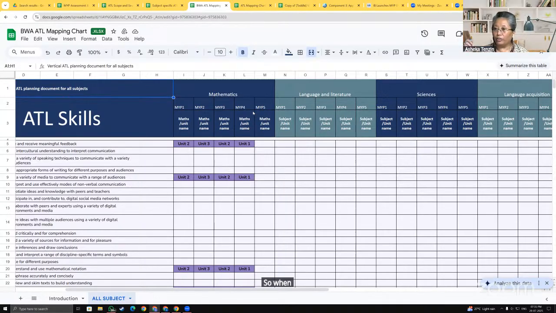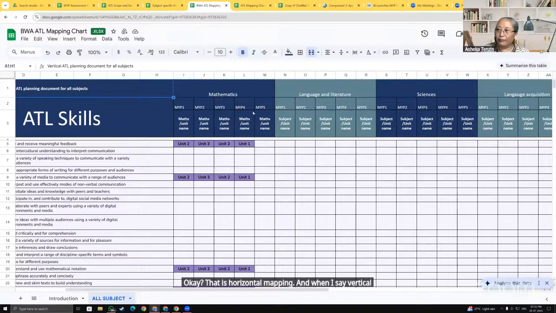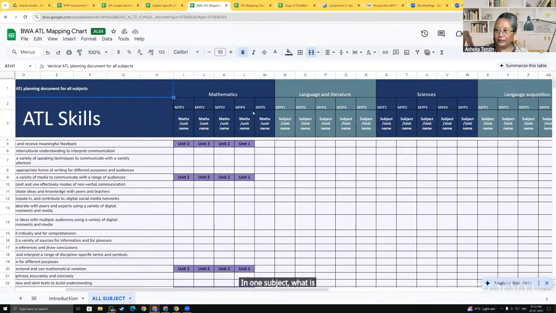So when you say horizontal mapping, it means in one grade level, all the subjects. Okay, grade 6, all 8 subjects, the skills that are taught. Grade 7, all subjects, what skills are taught. Okay, that is horizontal mapping. And when I say vertical mapping, in one subject, all the grades. Grade 6, 7, 8, 9, 10 in English, grade 6, 7, 8, 9, 10 in math. Like how you have subject group overview. Subject group overview is vertical planning. In one subject, what is taught in grade 6, what is taught in 7, 8, 9, 10.